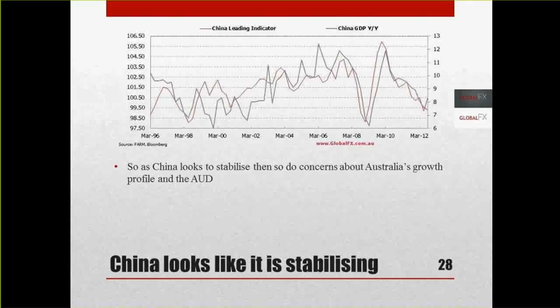This is just a simple leading indicator chart versus year-on-year GDP. And obviously what we're seeing is China basing around that 7.5 region, which is of course what they were looking for. And as such, I think you've got to say that if they can pull this off, which for the moment they look like they're going to, then the reflected glow of that is going to benefit the Aussie's profile in terms of least ugly contest and where it sits in people's portfolios.